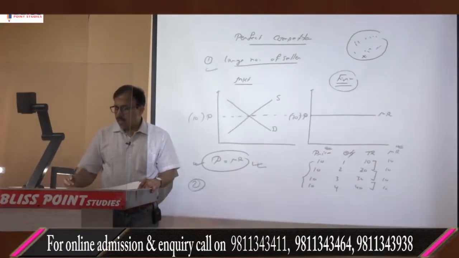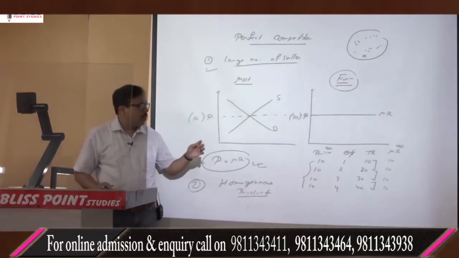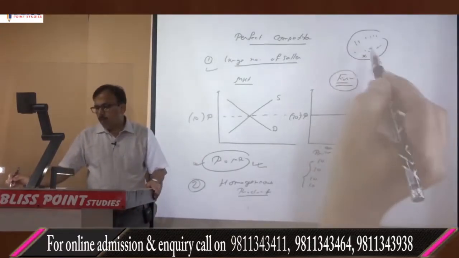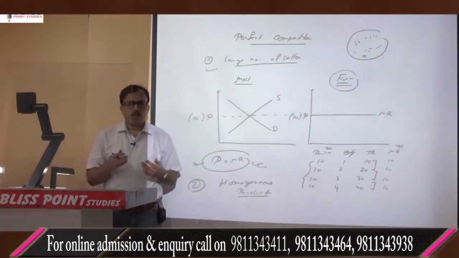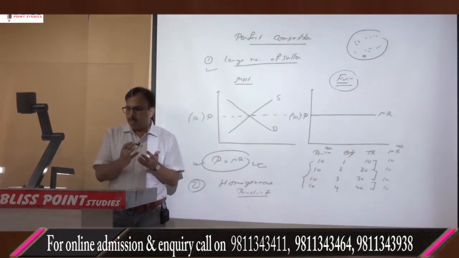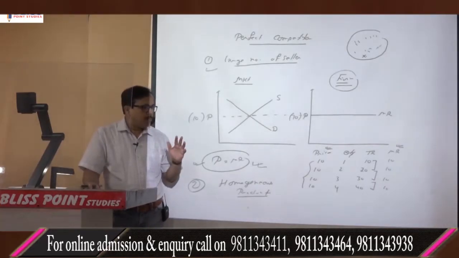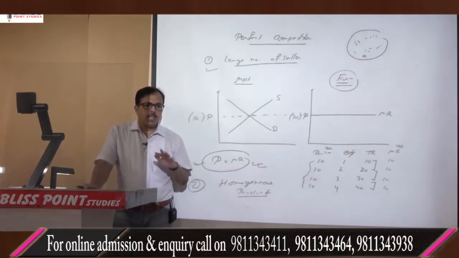And the second is homogeneous product. होमोजेनस प्रोडक्ट, it means जितने भी सेलर हैं मार्केट के अंदर, all are selling the same good, same product. कंज्यूमर cannot differentiate between the product produced by A firm and B firm and C firm. बट क्या ऐसा प्रोडक्ट रियलिटी में एग्जिस्ट करता है? रियलिटी में होमोजेनस प्रोडक्ट एग्जिस्ट नहीं करते, which means perfect competition market is basically a myth.